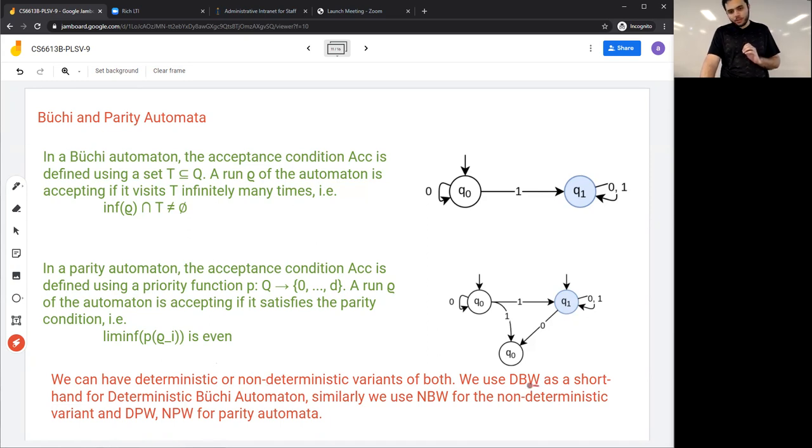I don't know why they use W. It's just that some guy did it back in the 1950s and everyone else is doing it. And some people find meanings for this, but it really doesn't have any meaning. They just didn't want to use A because they didn't want it to be confused with finite automaton. So this is deterministic Büchi automaton. We can have non-deterministic Büchi automaton or NBW. And then we can have the parity versions, deterministic parity automaton, non-deterministic parity automaton.